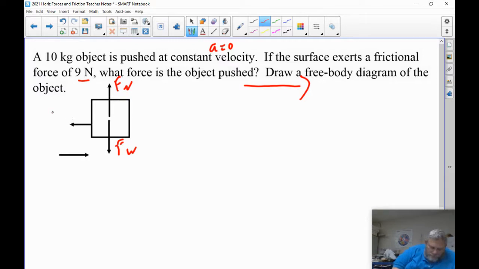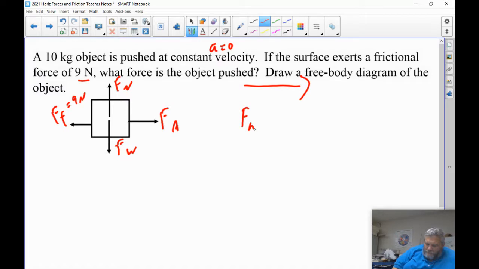So Ff is equal to 9 newtons. And then this is going to be the force of the push, or the applied force. I'll call it Fa for applied force. And so we're trying to find what force is pushed.